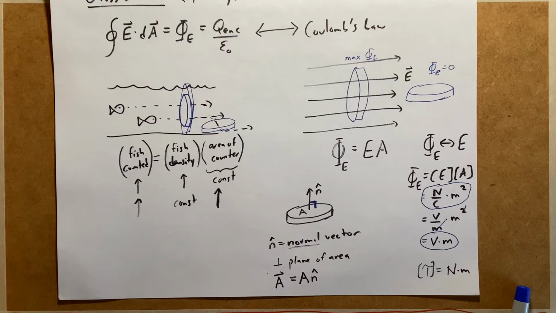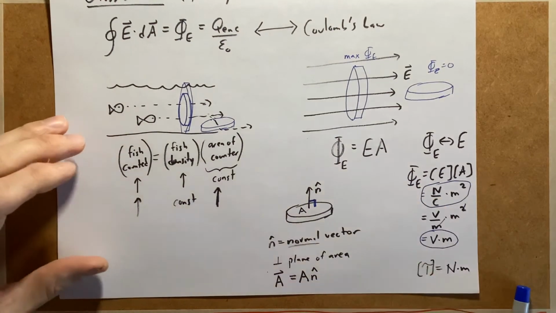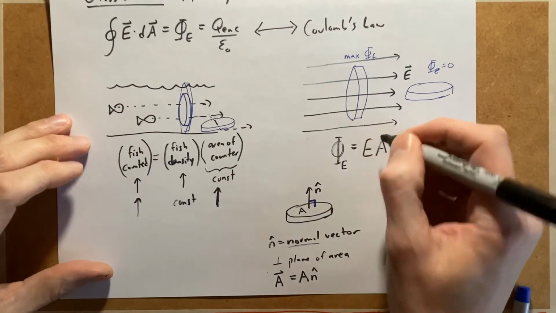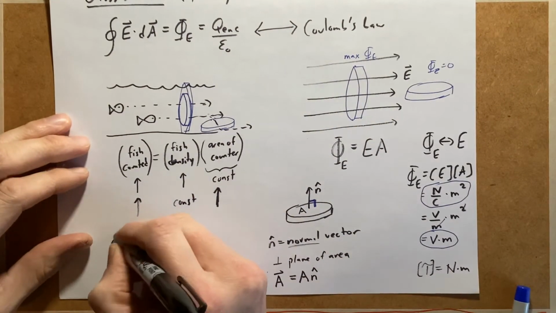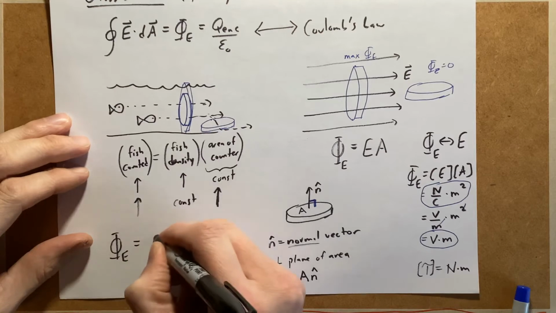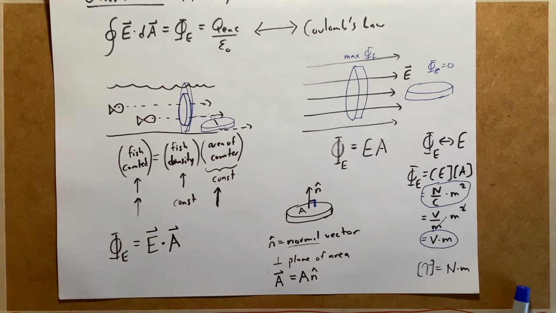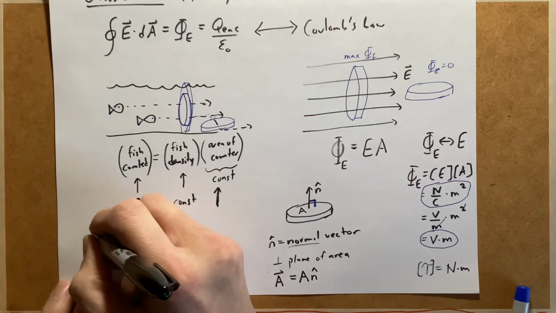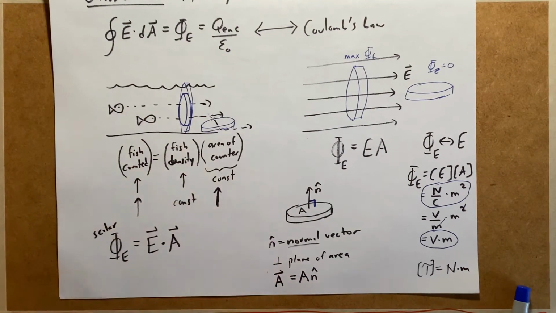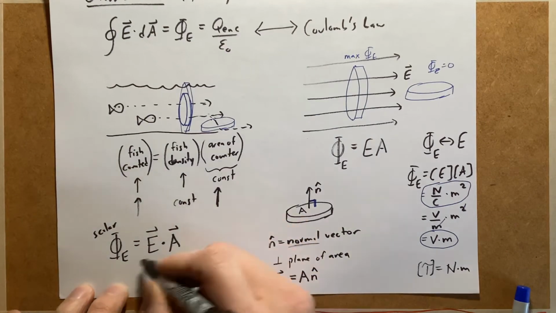So what that actually allows us to do is turn the definition of flux into a dot product. Let me write it over here. Flux is going to be a scalar, a number that is formed from two vectors, the electric field vector and the area vector. And let me just remind you, there's a couple different ways to do a dot product.